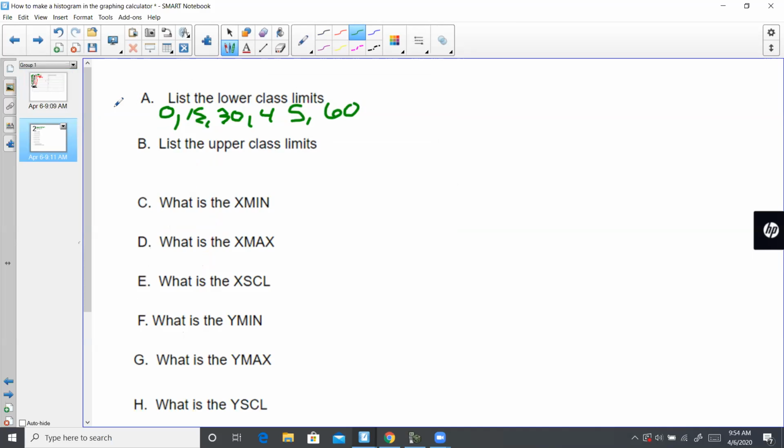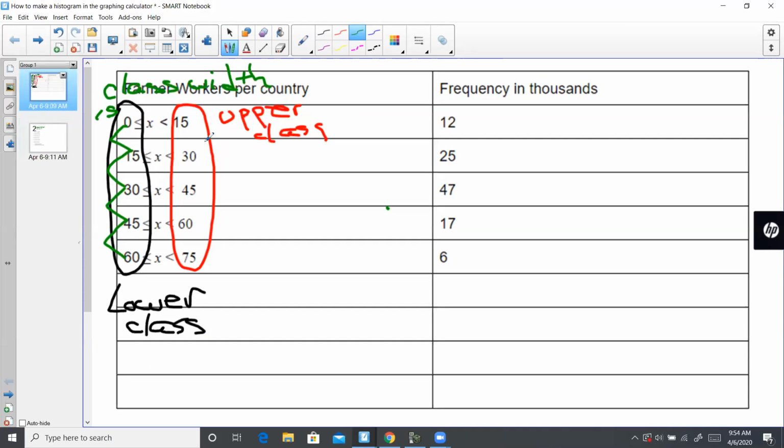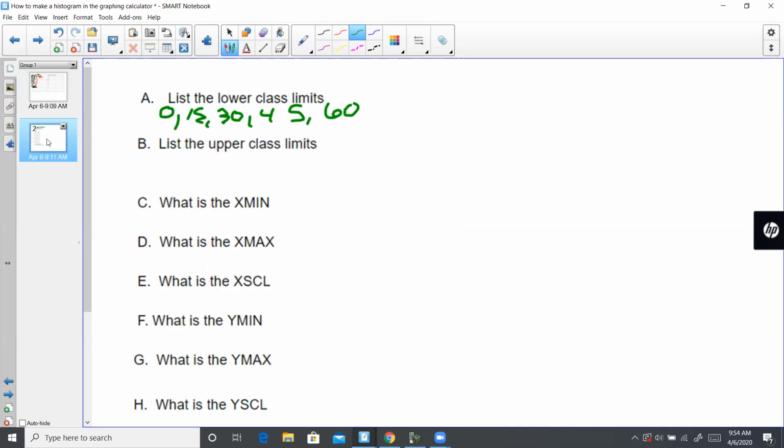Okay, upper class limits. Go back to our table. These are the upper class limits, and we're literally going to write those down. So 15, 30, 45, 60, and 75.